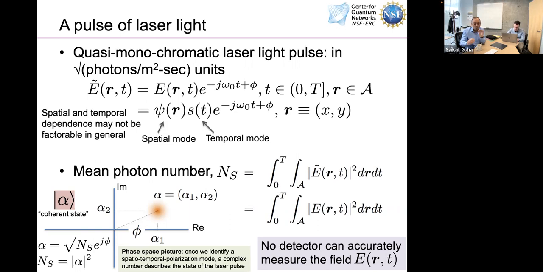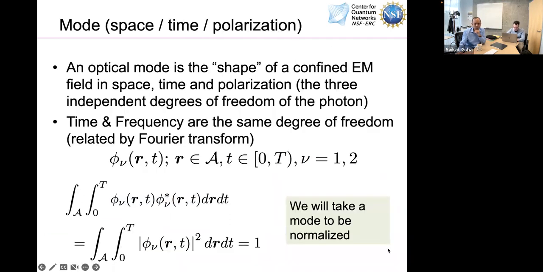All right, so we'll come back to this in a little bit, but before I go forward, I do want to talk a little bit more about modes. So what is a mode? And as I said, a mode is just a bucket. It's a shape of your electric field in space and time. And there are 3 degrees of freedom in defining a mode. There's space, there's time, there's polarization.